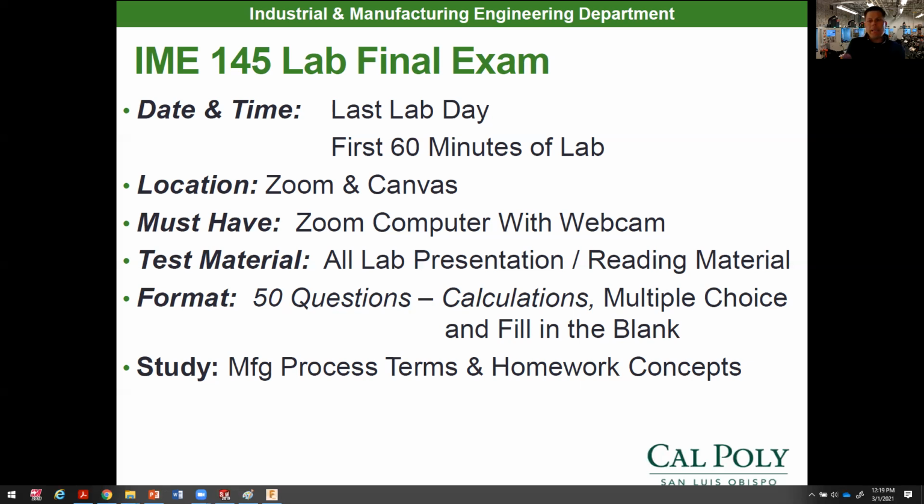So the exam will consist of pretty much 50 multiple choice calculation questions and fill in the blanks. And I've got it actually right here. We're going to talk about it. It's basically the same exact hard copy of the exam you would take if you were here in person. We just went ahead and put it on Canvas for you. What I would recommend is studying the manufacturing process terms and the homework concepts that we've gone over the past 8 weeks in IME 145's lab presentations here.